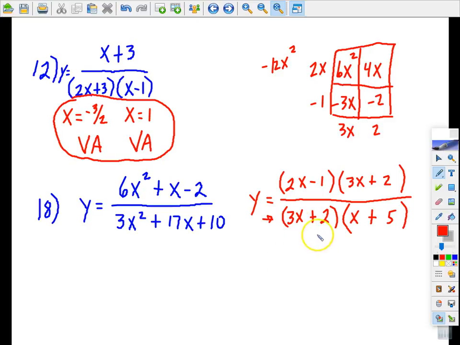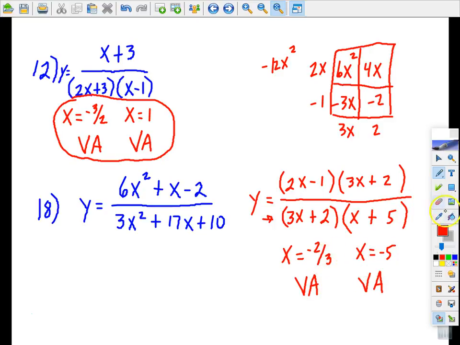Okay, now let's focus on the denominator. That's your first thought. What are the numbers that make the denominator 0? And there are two of them. Negative 2/3 is one, and negative 5 is the other. My next question to myself is, do either of these numbers also make the numerator 0? And the answer is no. If they did, then that would be a hole. So in this case, these numbers only make the denominator 0. So we have vertical asymptotes at both places.